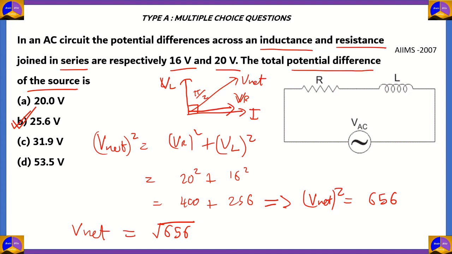The only option that fits this root, or which is close enough to the root, is 25.6, because 26 square, 676, is nearby 656, and it is also close by to 625, which is 25 square. So somewhere in between, so 25.6 in the options gives us the right answer, which is option B.